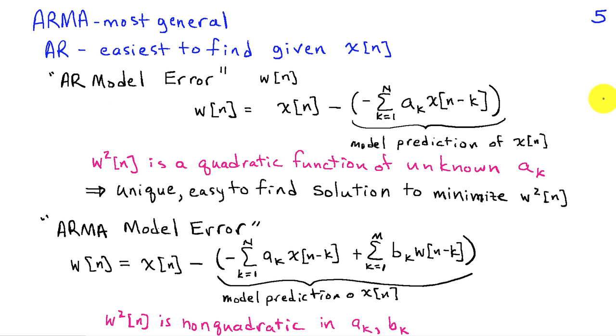Now, in contrast, if we look at the ARMA model, we can write this in terms of the same sort of prediction and error, but now the prediction involves, in terms of the BKs, unknown values of the past input, because this is not something we observe, this is a part of the model. And in this case, if I square W of n, look at the squared error, I end up with a non-quadratic function of the AKs and the BKs, and there's in general no unique solution to minimize this squared error. In particular, this performance surface, the squared error, has multiple local minima, and therefore it's a difficult numerical optimization problem as well. So even though ARMA is the most general, AR finds perhaps more use because of how straightforward it is to find this model.